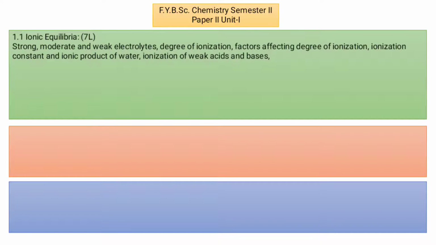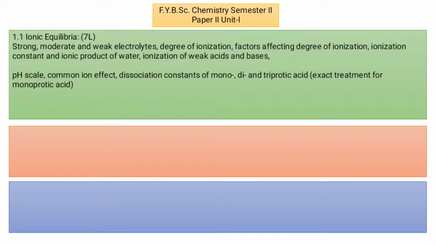In ionic equilibrium, we have to talk about strong, moderate, and weak electrolytes. What is an electrolyte? Then their types, then degree of ionization, then the factors affecting the degree of ionization and the ionization constant, and the ionic product of water, ionization of weak acids and bases that we have to see. Then we will talk about the pH scale, common ion effect, dissociation constant of mono, di, and triprotic acids, and the exact treatment for monoprotic acids.